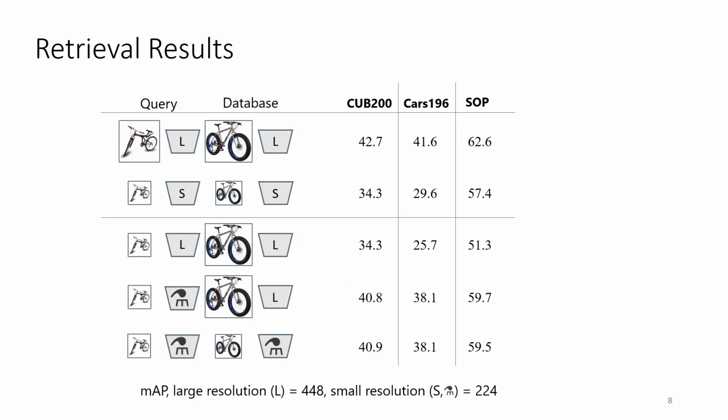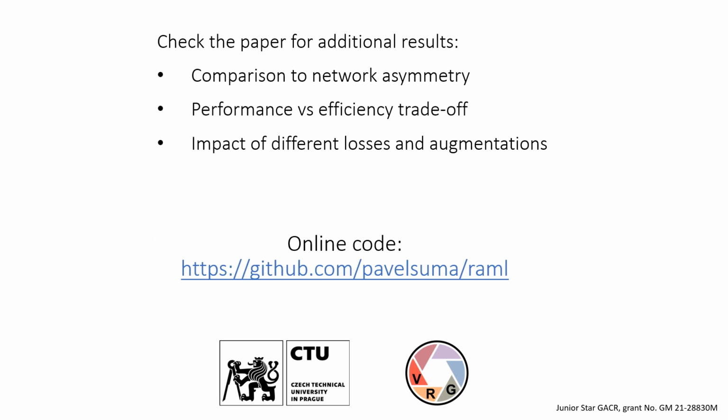Despite our focus on the asymmetric setup, we evaluate the low-resolution student in a symmetric way. The results indicate that instead of supervised metric learning on small resolution, it is significantly better to first perform metric learning on large resolution and then distill with our approach to small resolution. You can check our paper for extensive results and our online code to reproduce them.